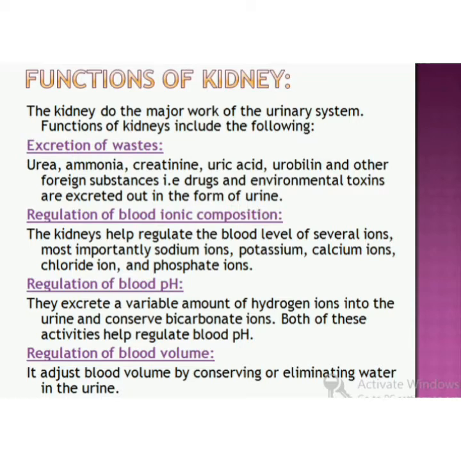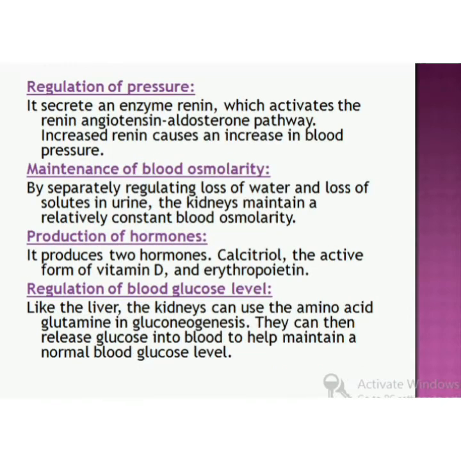Then we have regulation of blood volume. It adjusts blood volume by conserving or eliminating water in the urine. Regulation of blood pressure: it secretes an enzyme, renin, which activates the renin-angiotensin-aldosterone pathway. Increased renin causes an increase in blood pressure. Maintenance of blood osmolarity by separately regulating loss of water and loss of solutes in urine. The kidney maintains a relatively constant blood osmolarity.